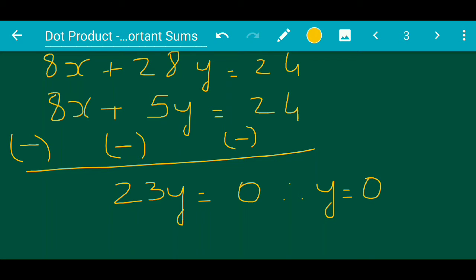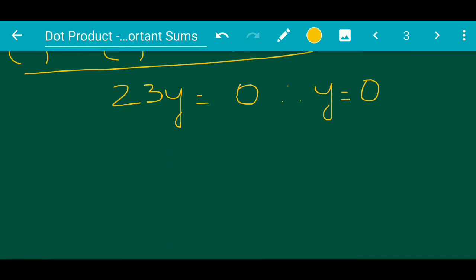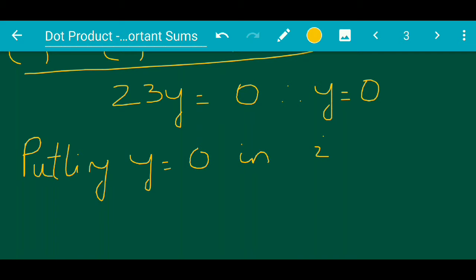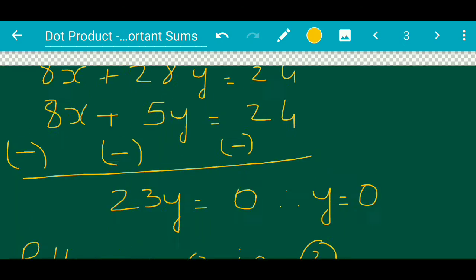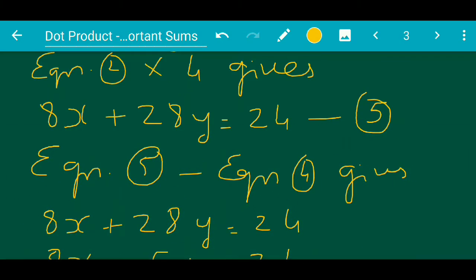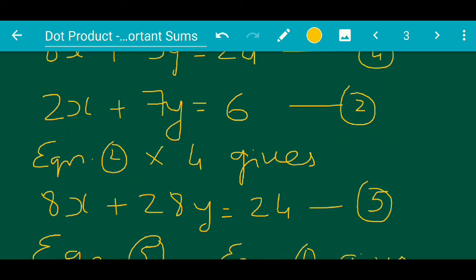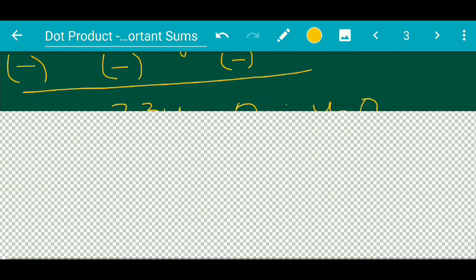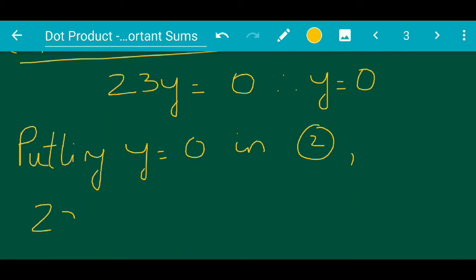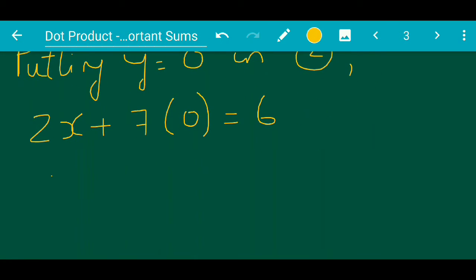Now put y as 0 in equation 2. Putting y is equal to 0 in equation 2. Our equation 2 is actually 2x plus 7y is equal to 6. So we get 2x plus 7 into 0 is equal to 6, and solving it further we get x is equal to 3.